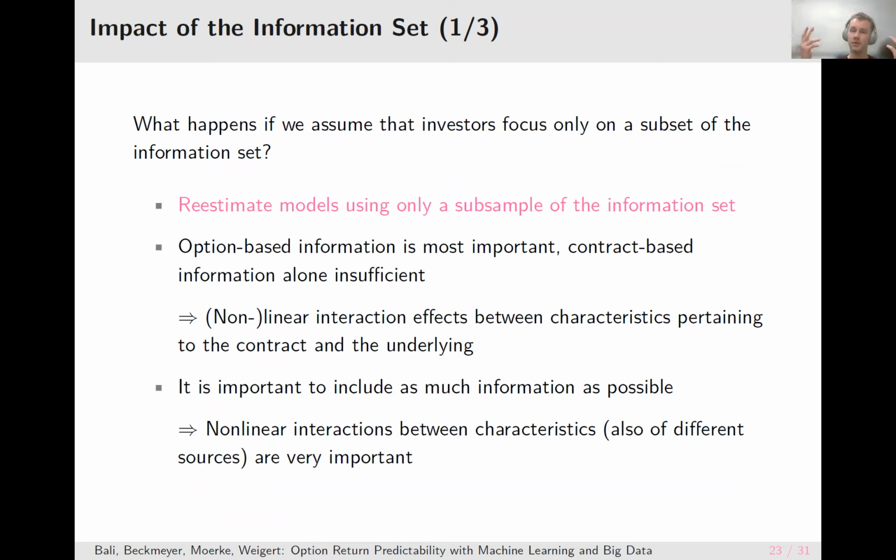So here we simply refit the model using only a subsample of the information set, right? To give an overview, we find that option-based information is most important, but also that contract-based information, despite being the most important group, alone is insufficient, right? So there are important interaction effects between characteristics of the contract and the underlying that we have to take into account. And one statement of the paper is basically to include as much information as possible.